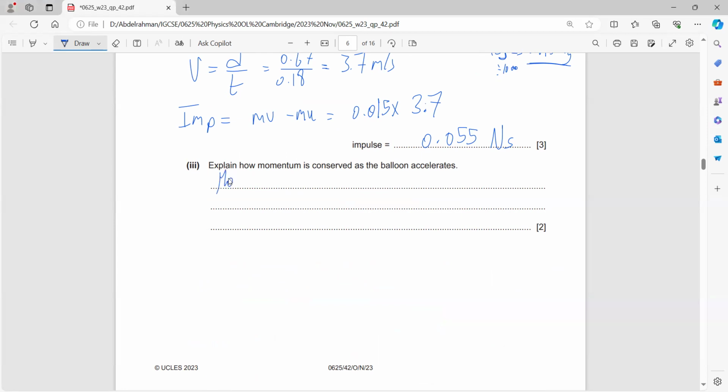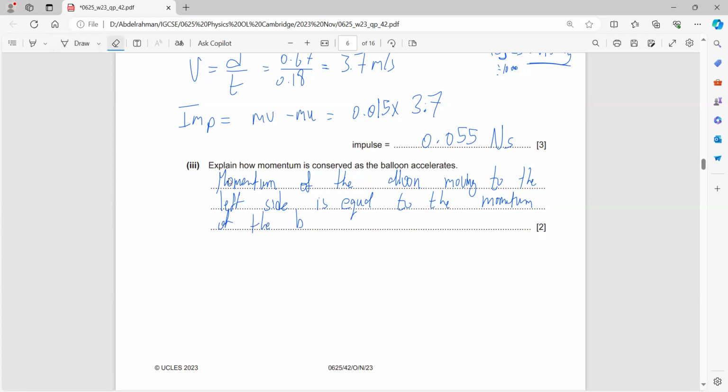The momentum of the air moving to the left side is equal to the momentum of the balloon moving to the right.